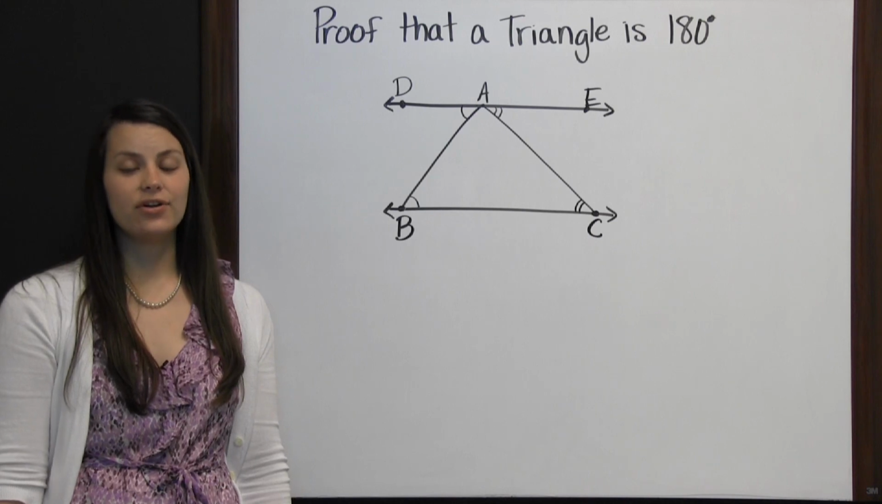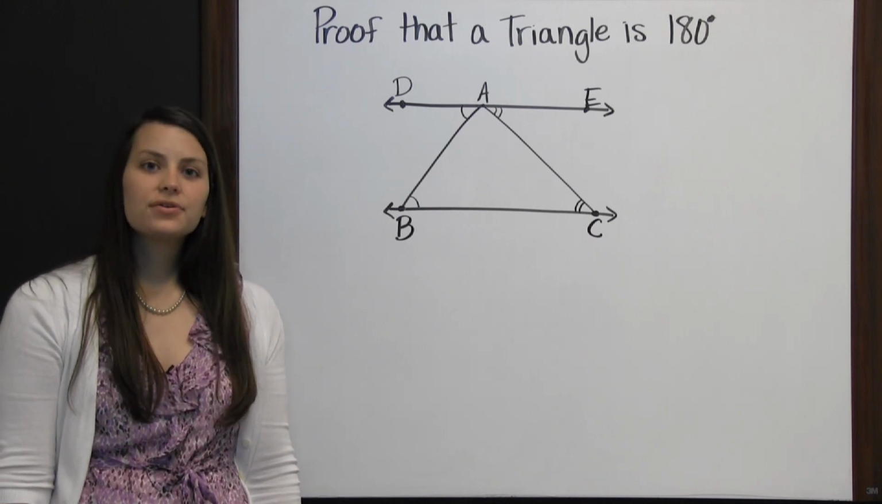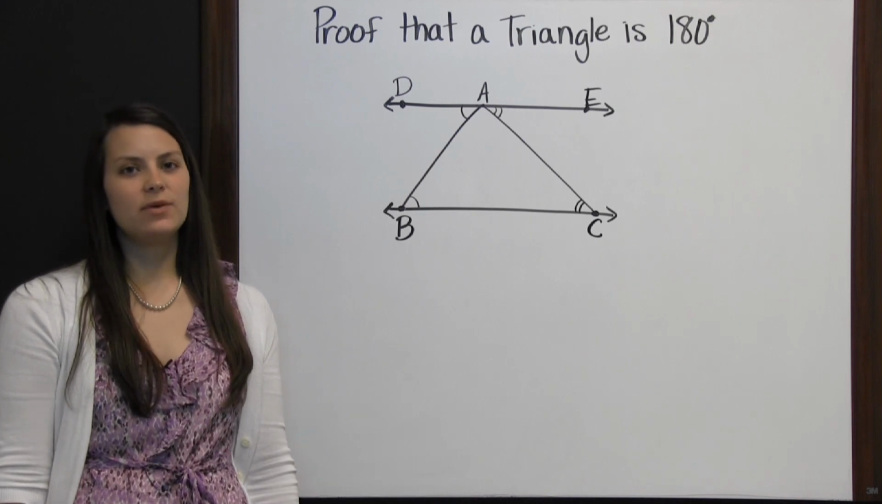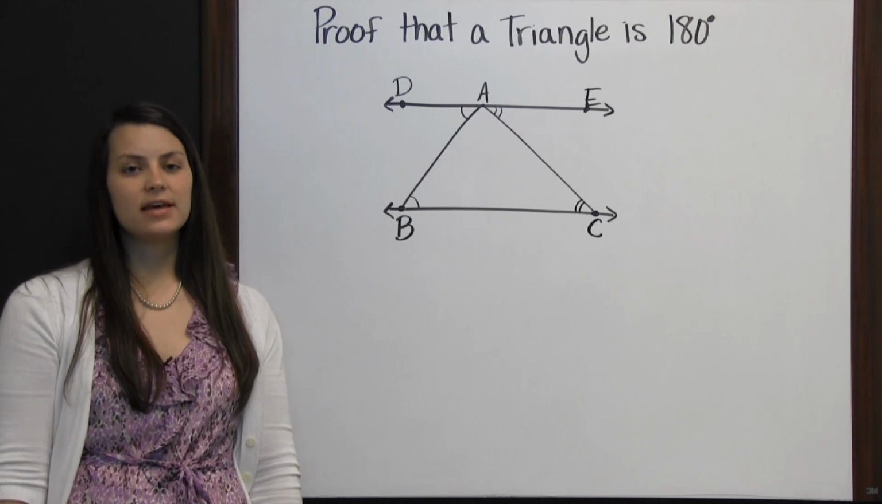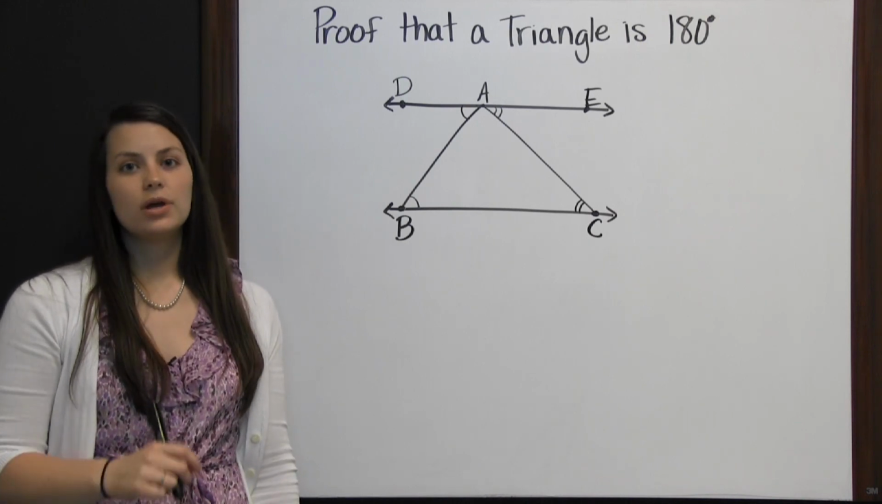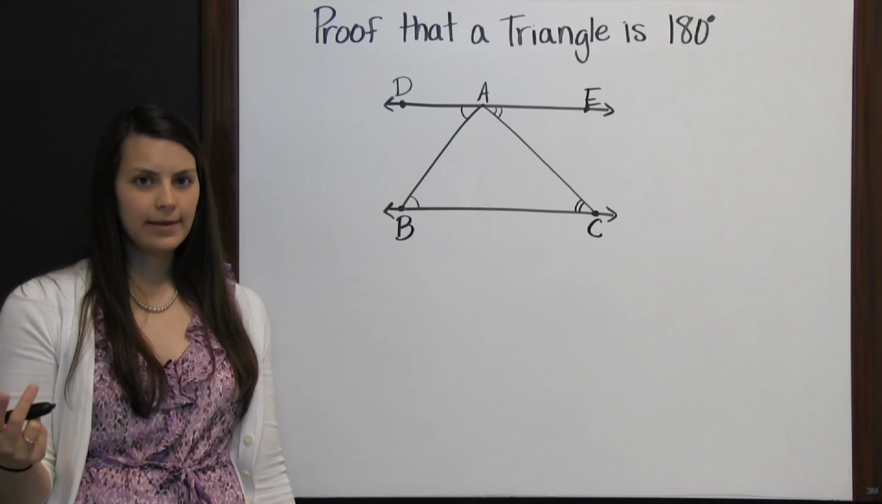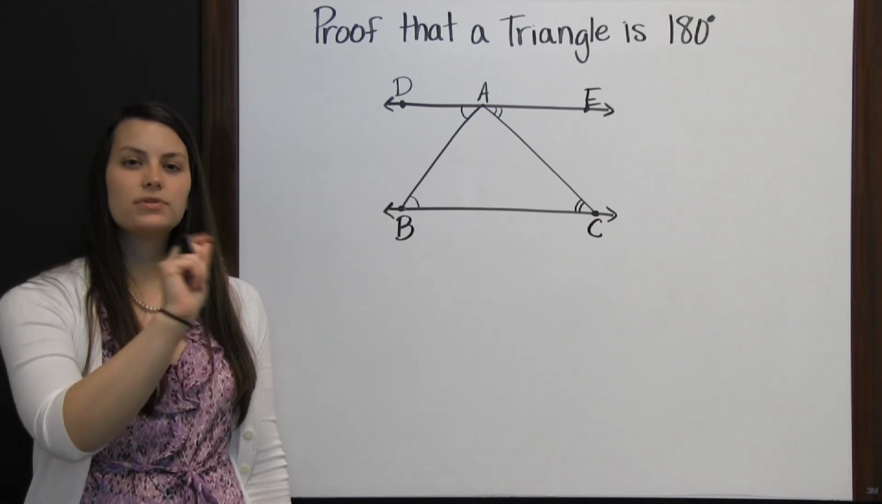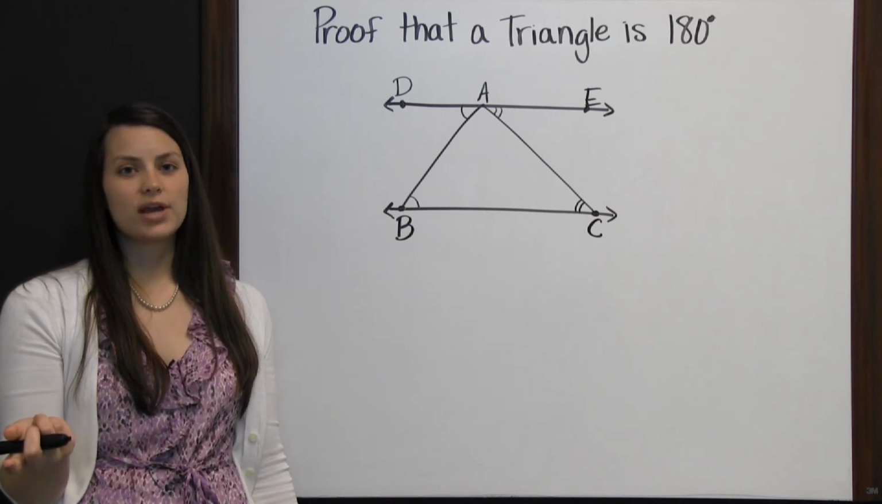Proof that a triangle is 180 degrees. The three angles of a triangle add to be 180 degrees. There are many different ways that you can see this. One way is if you construct a triangle out of paper, make sure those lines are straight, and you tear off those three angles, then when you put them together, they'll make a straight line.